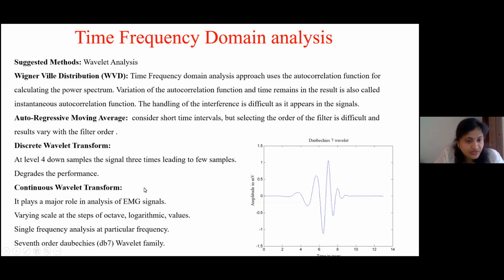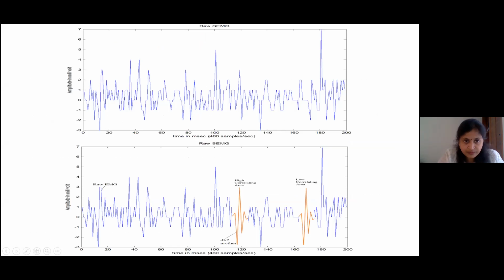And in the continuous wavelet transform, what happens? It plays an important role in the analysis, varying the scale. The scale of your mother wavelet can be varied in steps of octaves or logarithmic scales, or single frequency analysis at a particular frequency of interest can also be done in this continuous wavelet transform. So this is just a demonstration.